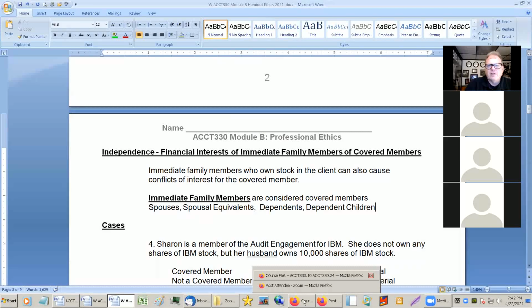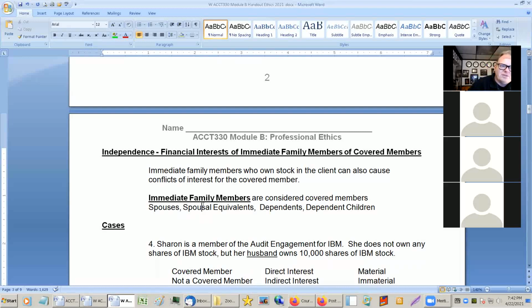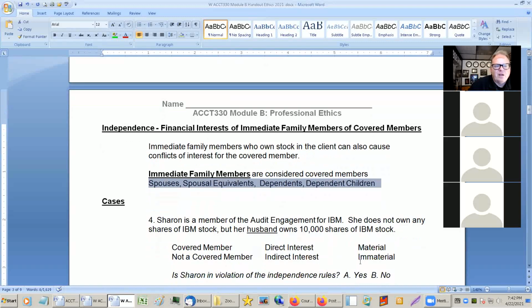Immediate family members are basically the people you see when you go home at night. Anyone who's usually in the house is going to be the family. Those immediate family members are considered the same as covered members. So if any of the spouses are covered members, everyone in the family is a covered member.